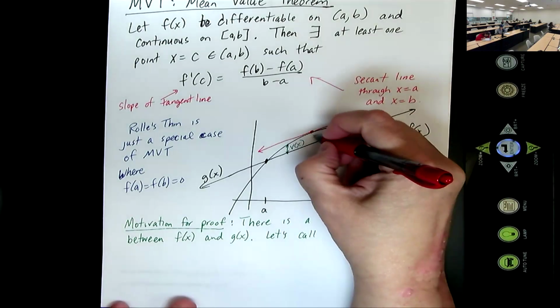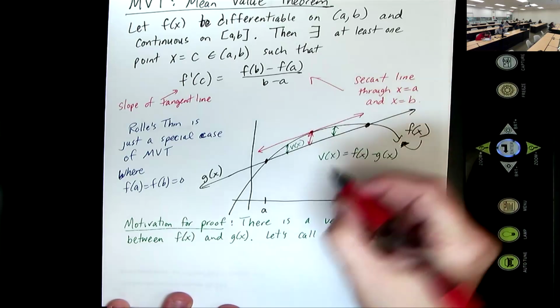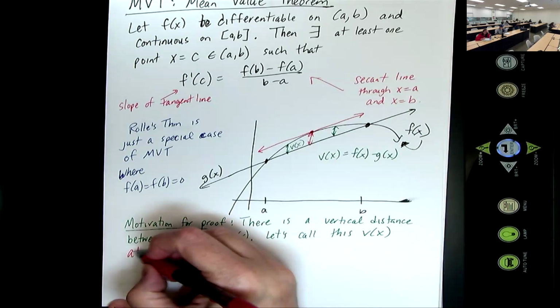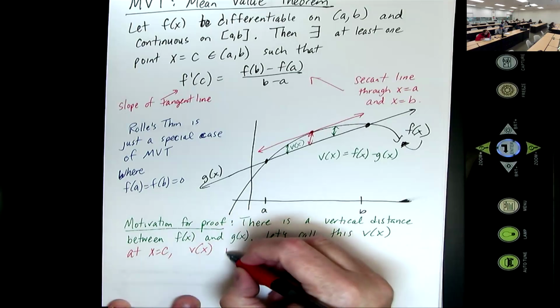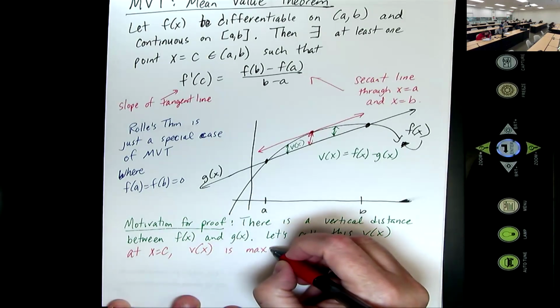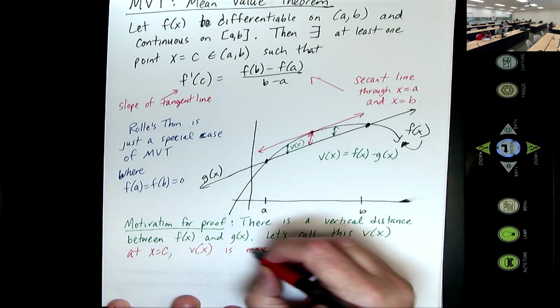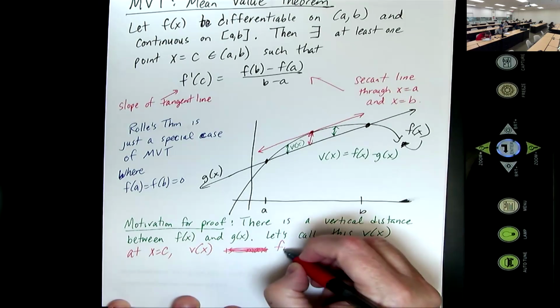What's unique about this is at c, b of x is maximized, or finds its maximum value.